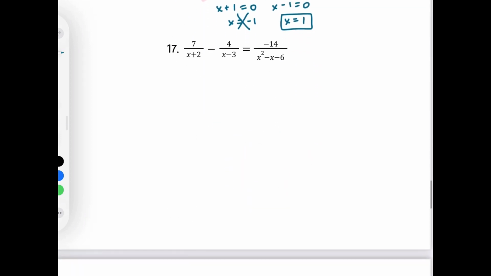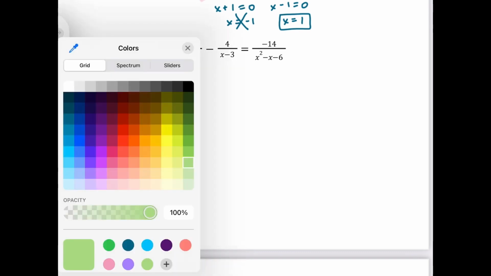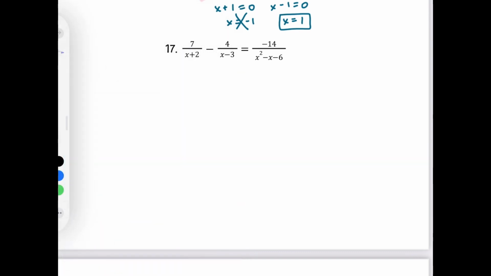All right, number 17. I'm going to help you set this one up, and then I want you to solve it on your own. So I'm going to factor the denominator first to find my LCD. So what we need to do is factor this. That would be x minus 3, x plus 2. So basically, whenever you have to factor, that's probably going to be your denominator. So x minus 3, x plus 2.